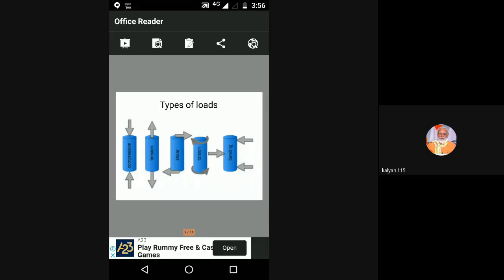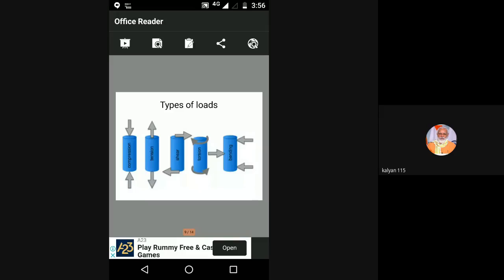Okay, the next one is the torsion. The shaft is always subjected to the twisting moment here. Now there are two kinds of moments. One is the twisting moment, second one is the bending moment. The shafts are always subjected to twisting moments, and beams are always subjected to bending moments here.